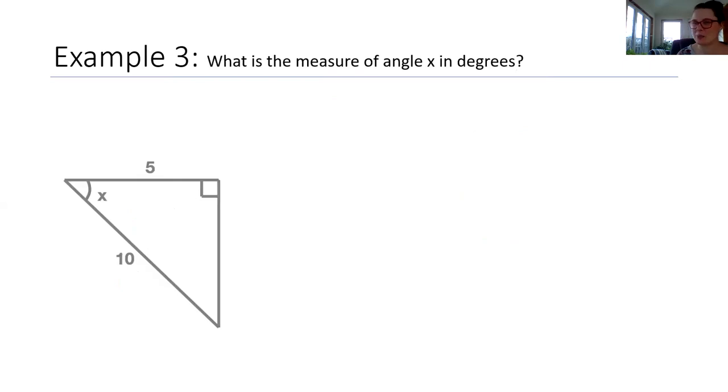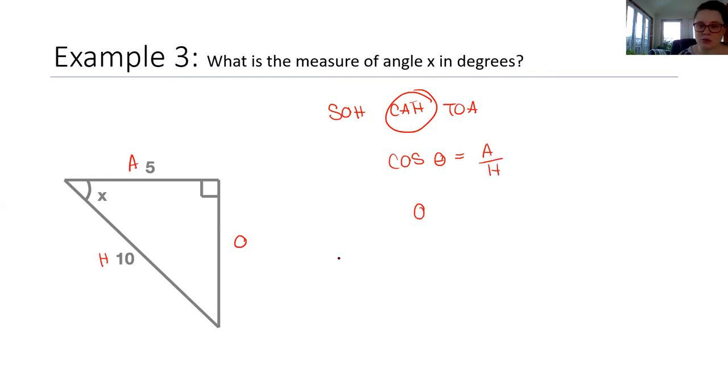I have 2 quick examples left. This is a really quick lesson. What is the measure of angle x in degrees? So again, label your sides. So we have angle x, this is adjacent, this is the hypotenuse, and here's my opposite. All right. So I have adjacent and hypotenuse, this one uses cosine. So the cosine of an angle is equal to adjacent divided by hypotenuse.